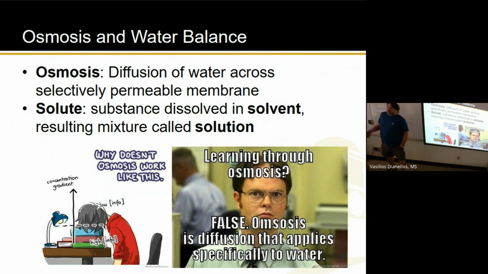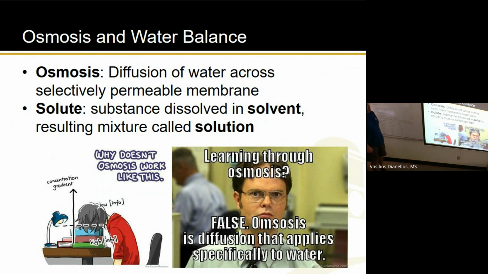If you dissolve, I don't know, the powder for chocolate milk in milk, then the chocolate powder would be the solute, the milk would be the solvent, and the chocolate milk would be the solution. So on and so forth. But that is an important concept. Make sure you understand how those words are related. Any questions so far? I'm going to talk more about osmosis.